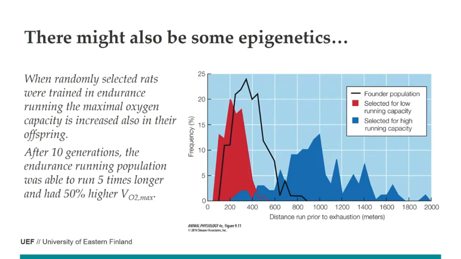And after 10 generations, the population with endurance running was able to run 5 times longer, and they had 50% higher maximum oxygen capacity. So we can affect these, and most probably in wild populations, those with a higher maximum rate of oxygen consumption are very much better, for example, at migrating or doing any kind of physically demanding activity.